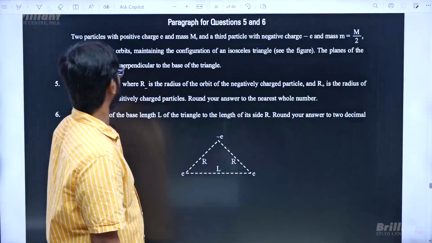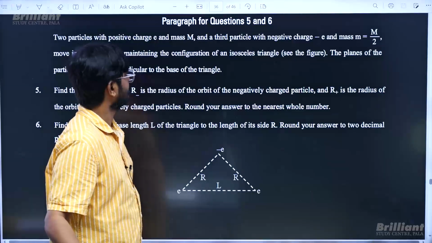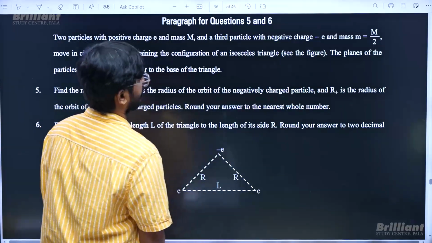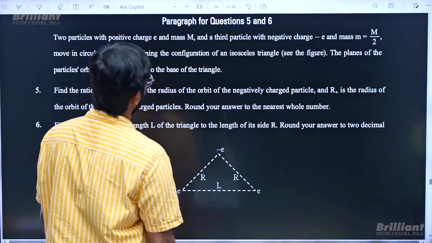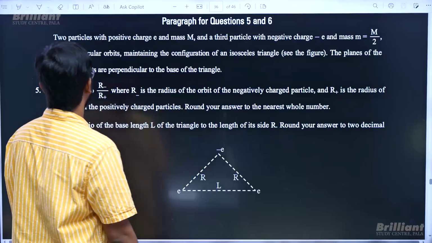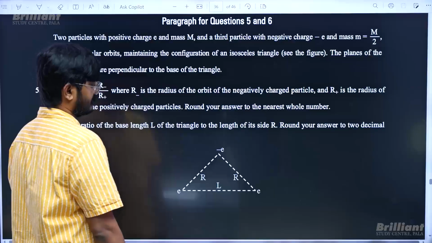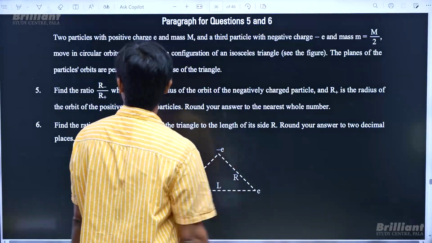Two particles with positive charge e and mass m, and a third particle with negative charge minus e and mass m by 2 move in circular orbits maintaining the configuration of an isosceles triangle. The planes of the particles' orbits are perpendicular to the base of the triangle. This is the base of the triangle, so circular motion is happening this way.